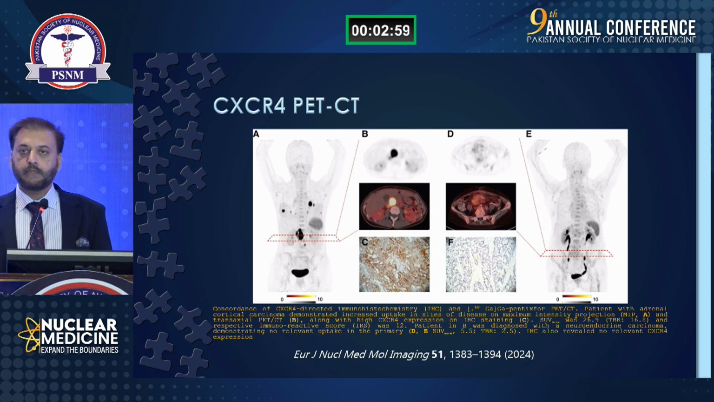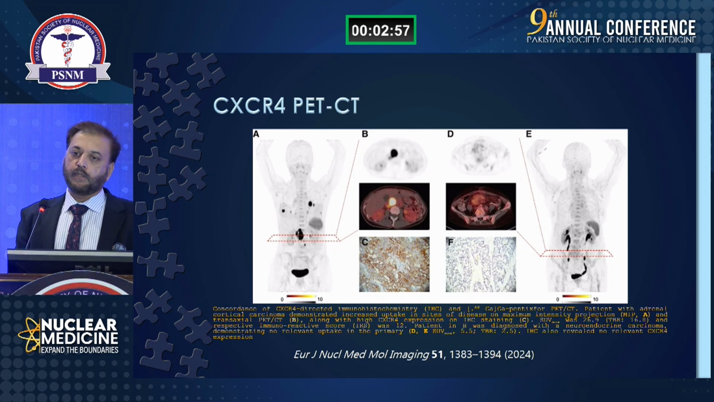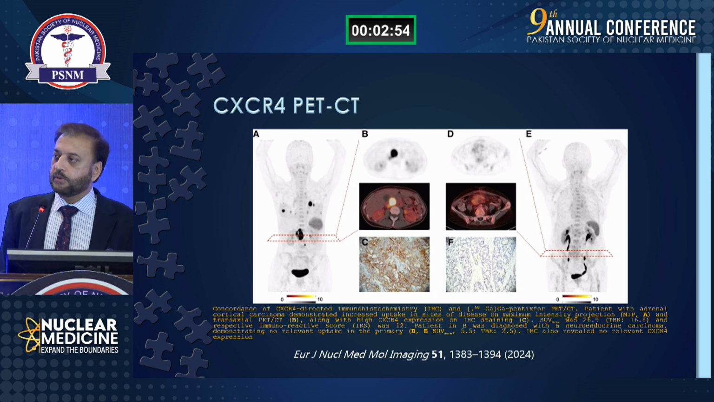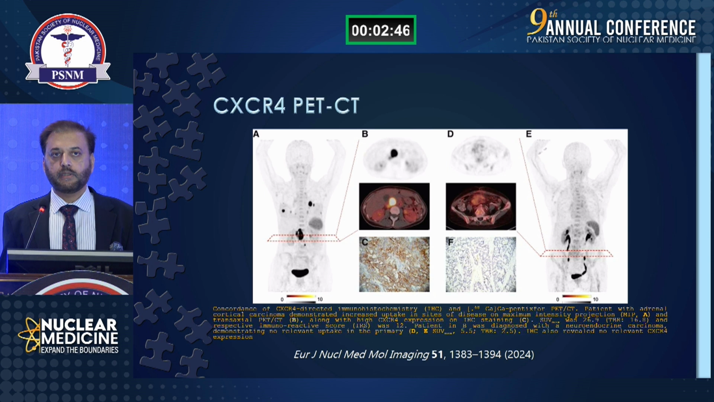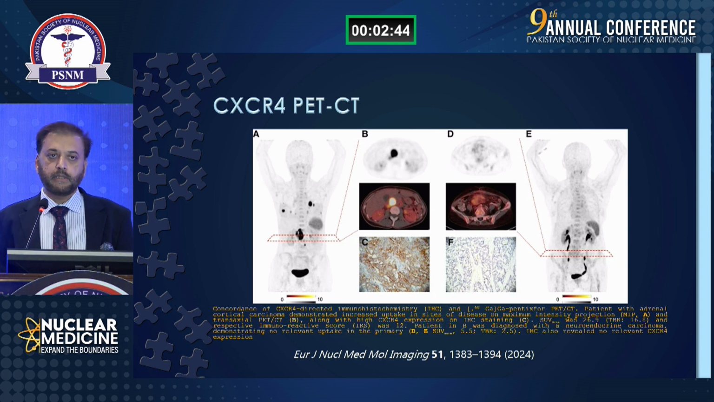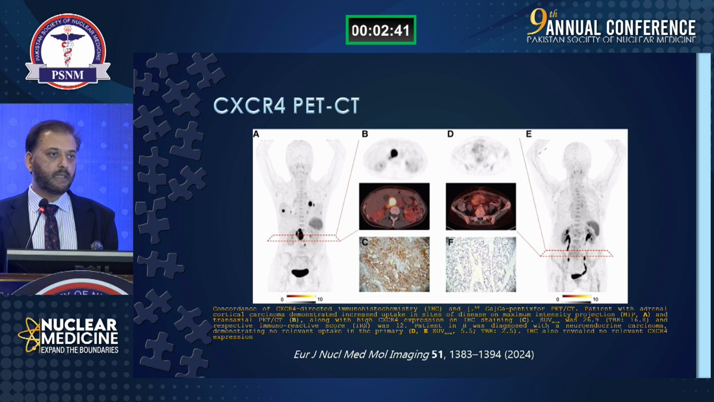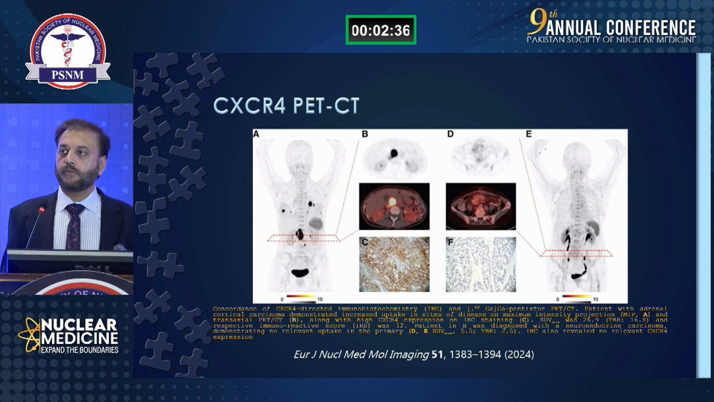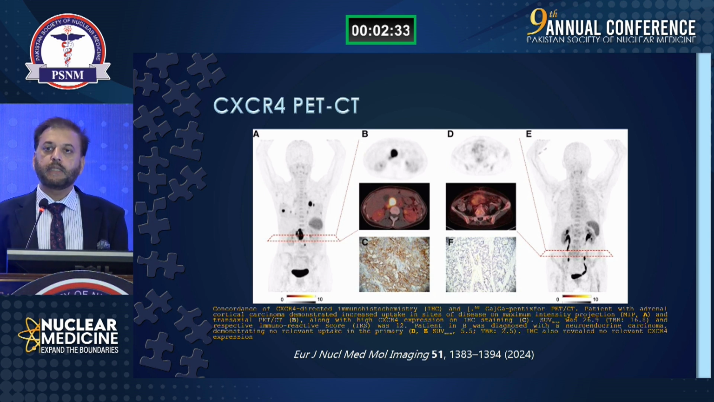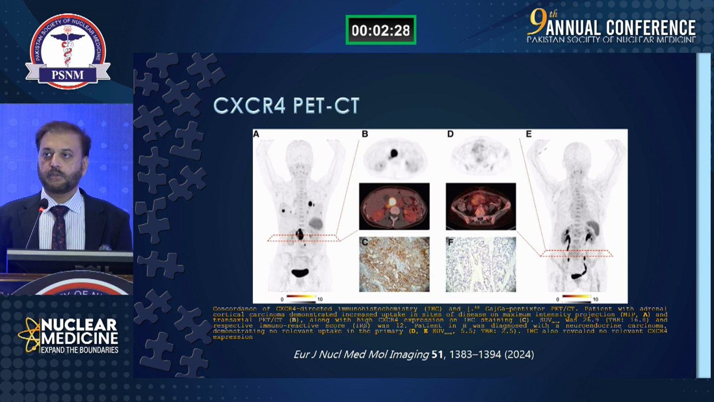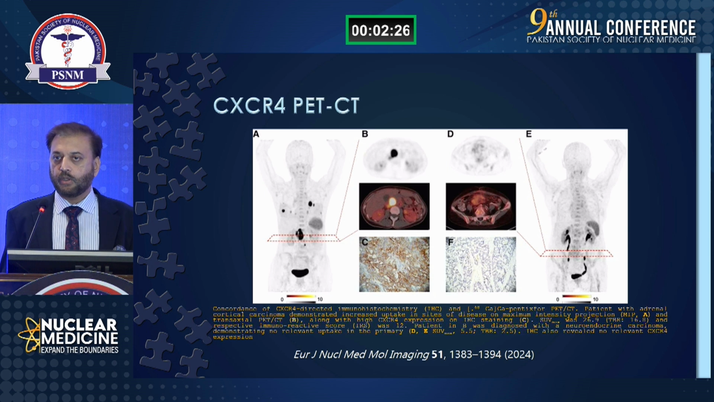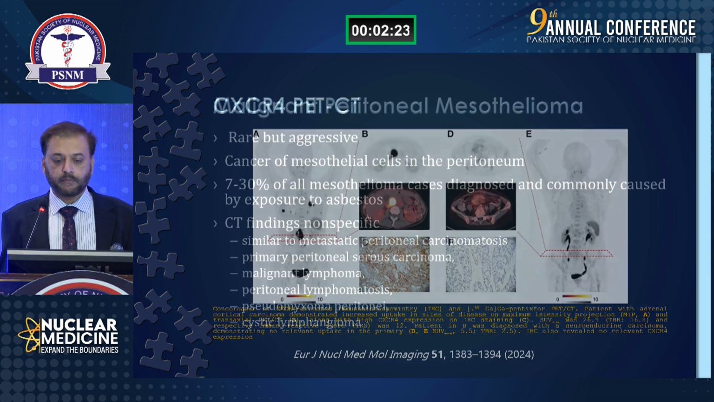Very recently, CXCR4, which is a chemokine receptor target, has also been utilized for PET CT scanning in these patients, and this CXCR4 is a target which is present in the tumor cells in many diseases, including pancreatic as well as GI cancers. So this is a case which is showing on the left side a high uptake of CXCR4, which is labeled with gallium-68. On the right side, there is a tumor which is not showing any uptake in the primary site.